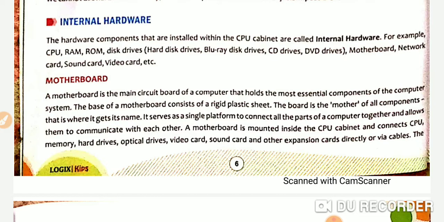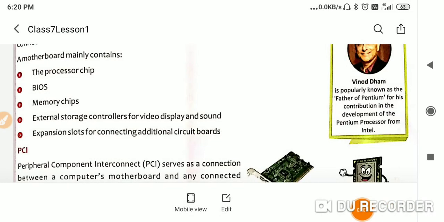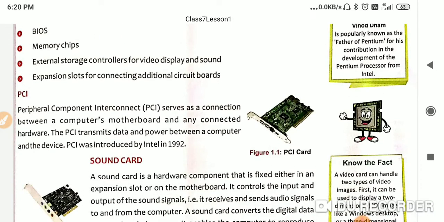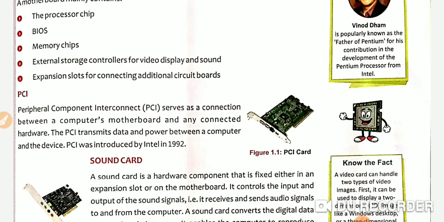What is motherboard? A motherboard is the main circuit board of a computer that holds the most essential components of a computer system. The base of a motherboard consists of a rigid plastic sheet. The board is the mother of all components, that is where it gets its name. That's why it is called motherboard. A motherboard mainly contains the processor chip, BIOS, memory chips, external storage controllers, and expansion slots for connecting additional circuit boards.